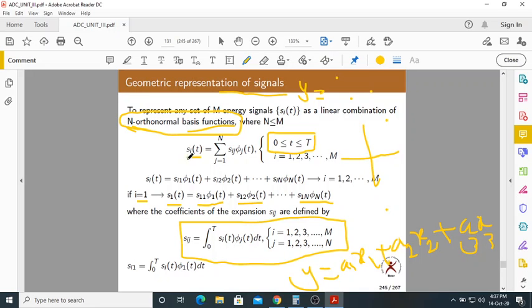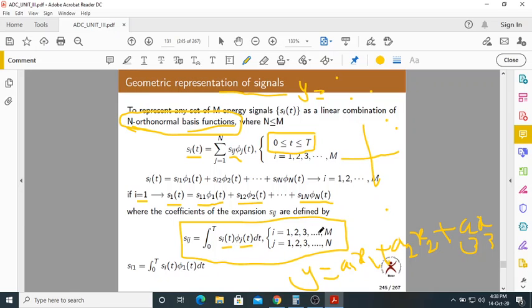What is Si of t equal to? That is equal to the summation j equal to 1 to n of Sij phi j of t. This is the given constraint. And what is Sij? They are the coefficients of expansion. They are something like constants. So how to find them? Integration 0 to T of Si of t phi j of t dt. So here there is a trick to remember Sij.